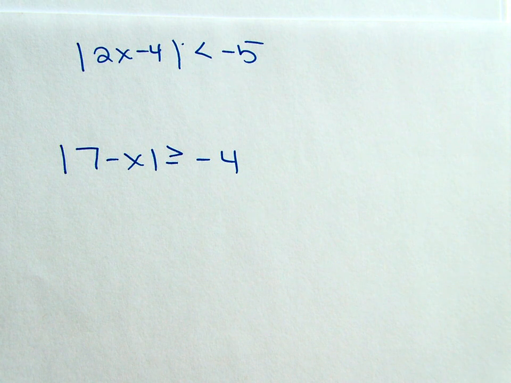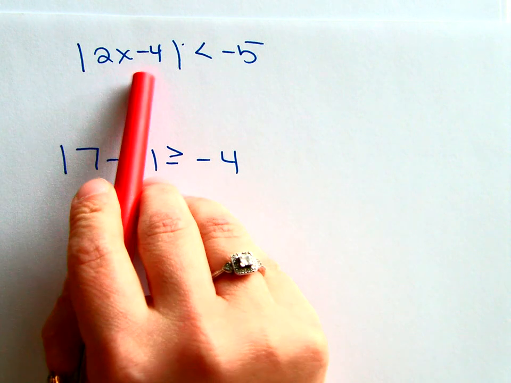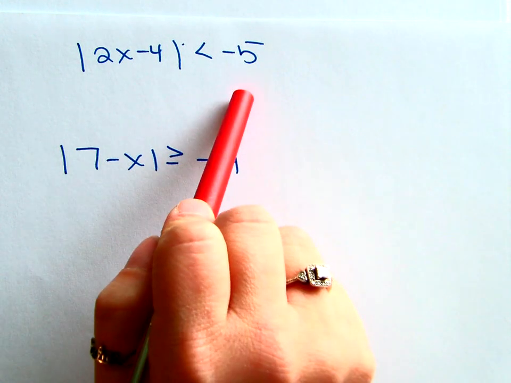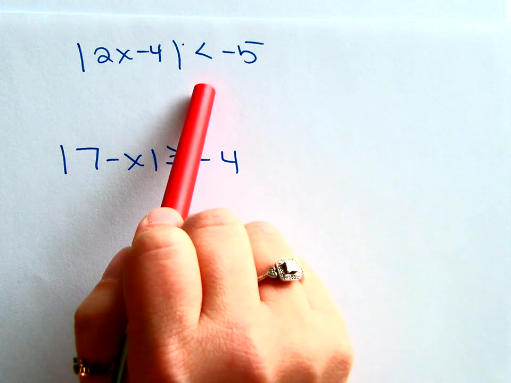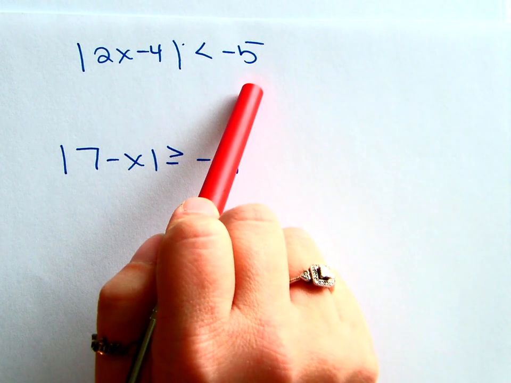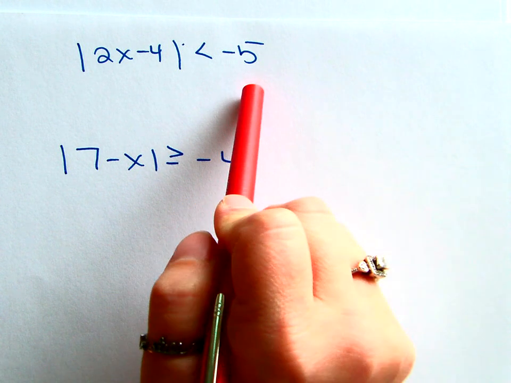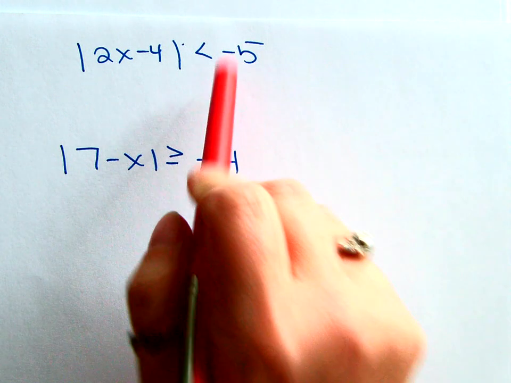Now, this first one says the absolute value of 2x minus 4 is less than negative 5. Can the absolute value of anything be less than a negative 5? No, because you're always going to get a positive solution, or the very smallest thing you could get is 0. The absolute value of 0 is 0. So this one is no solution.